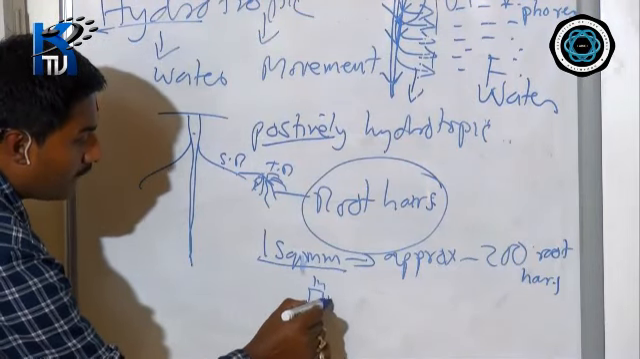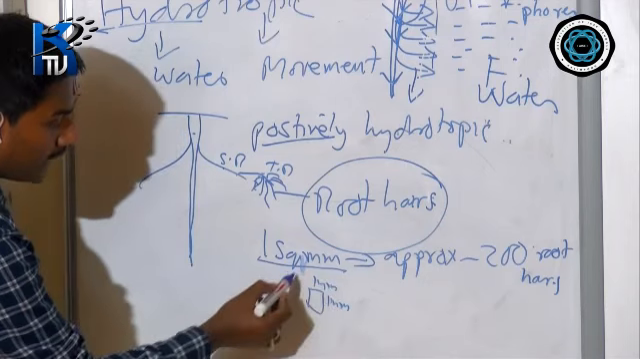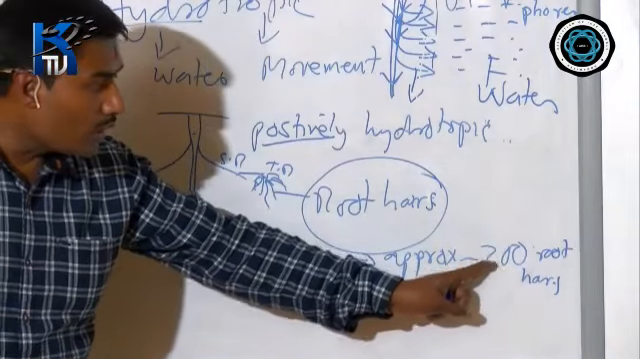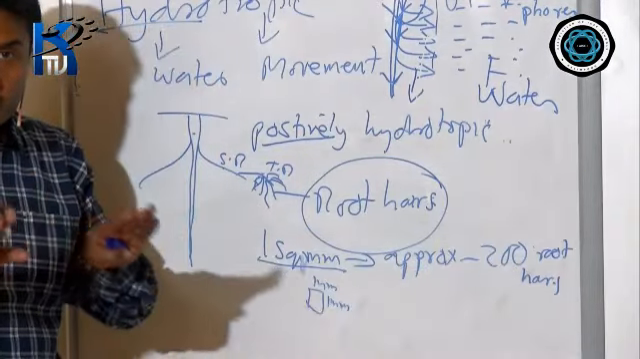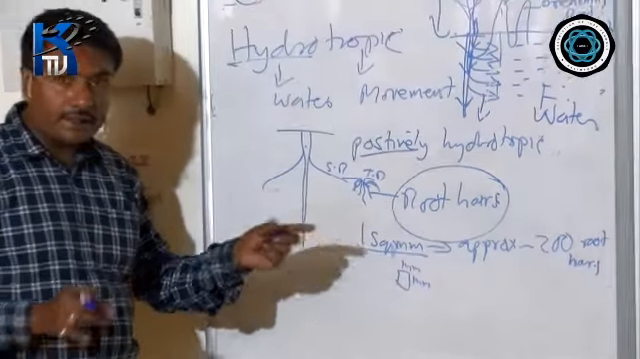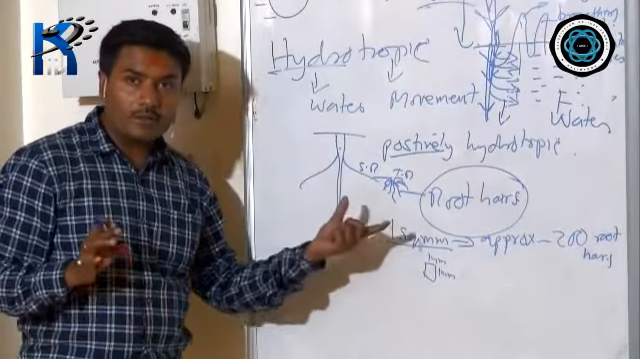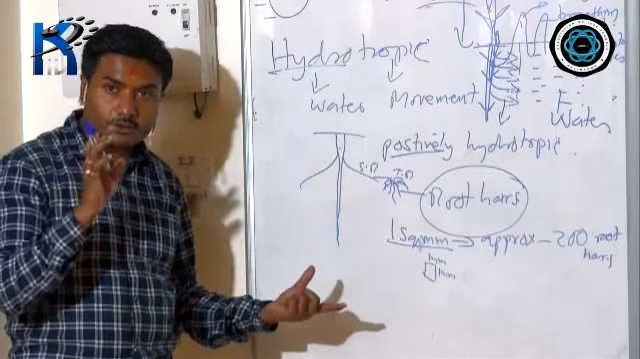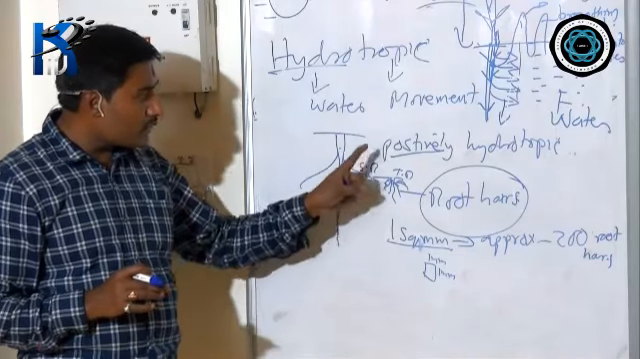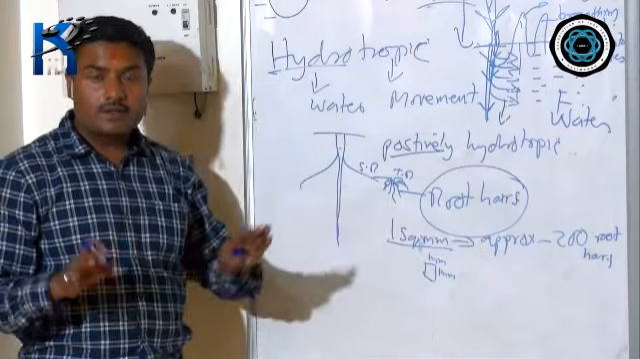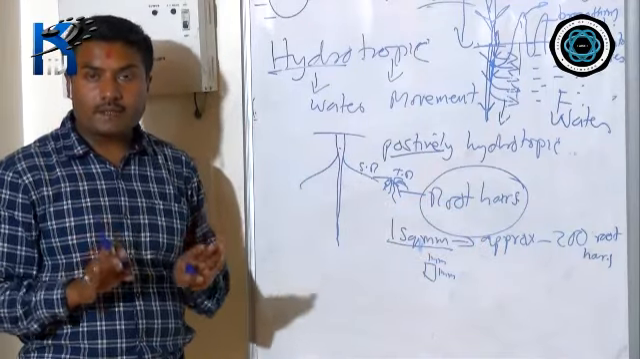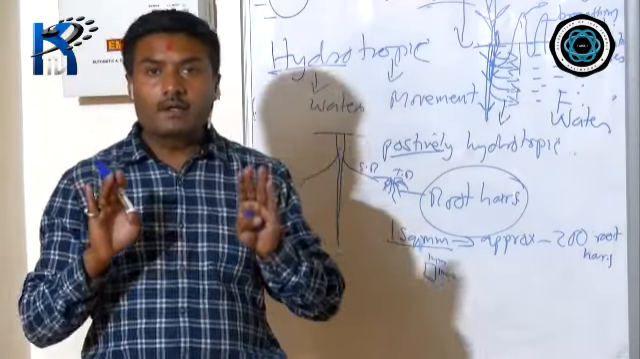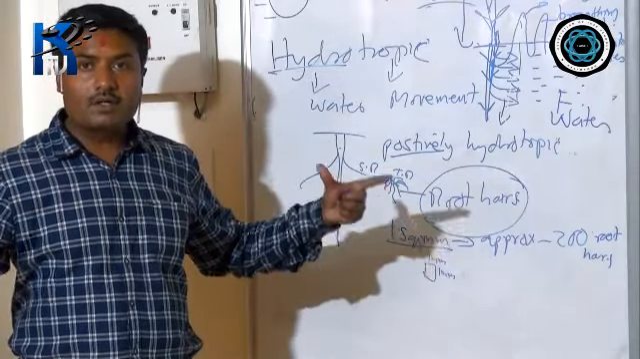So when I say 1 square millimeter, what do you mean by it? 1 millimeter by 1 millimeter. In this 1 millimeter by 1 millimeter, there are approximately 200 root hairs. Just imagine in the whole root system, the primary root, secondary root, tertiary root and root hairs, how many root hairs are present. These root hairs facilitate absorption of water and minerals. That means they increase the surface area for absorption.